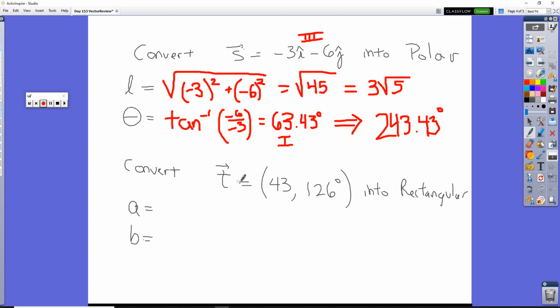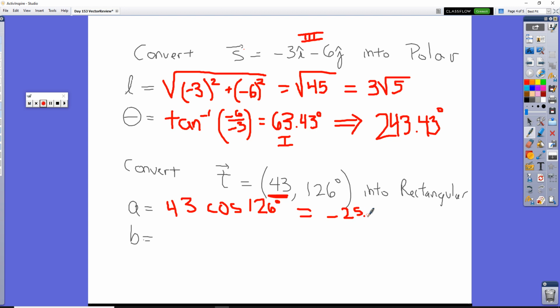Now, going from polar back to rectangular is very, very easy compared to this. You don't have to worry about reference angles. You're literally just going to take your magnitude, which in this problem is 43, and multiply it with the cosine of the angle to help get your i component. So again, make sure that your calculator is set in degree mode. 43 times the cosine of 126 is going to be negative 25.27.